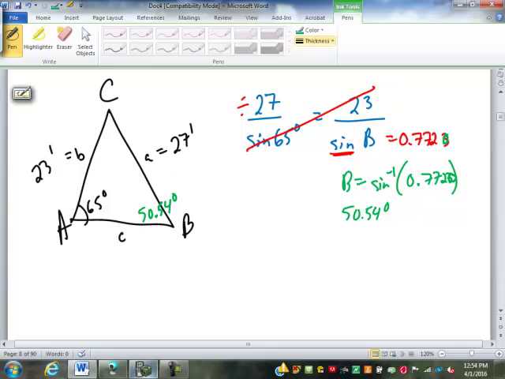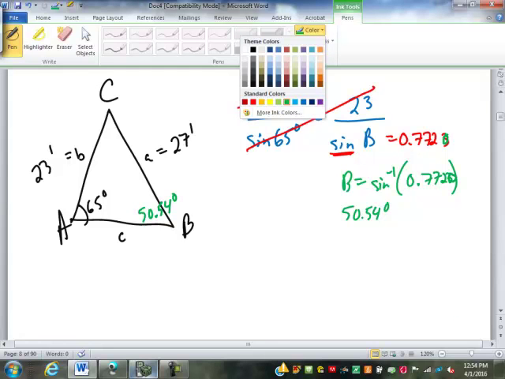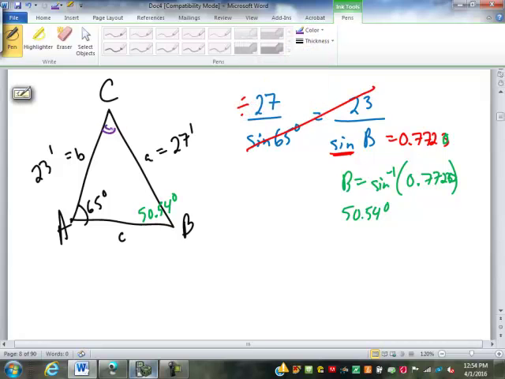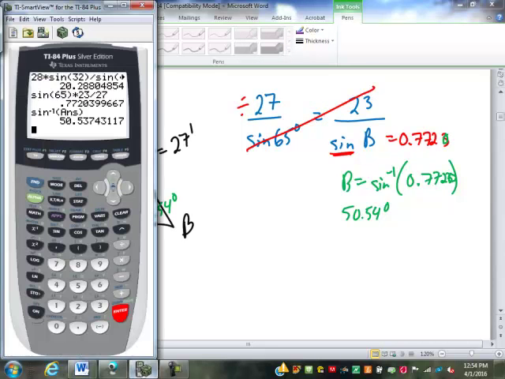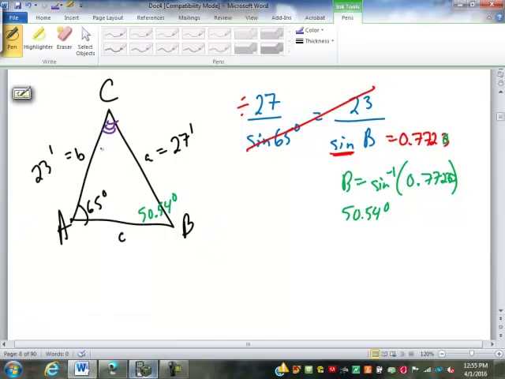So we got that angle. Once we have that angle, now we have two of the angles. We can find the third one here by doing what? Well, 180 minus the 50.54 minus the 65, giving us, well, that sucks. Helps if I put minus instead of times. 64.46 degrees. Everybody see where I get the 64.46?